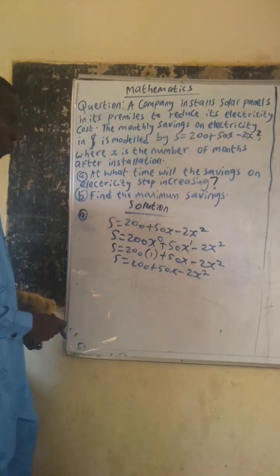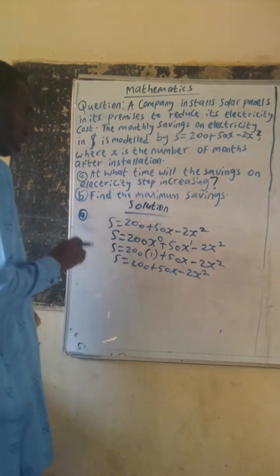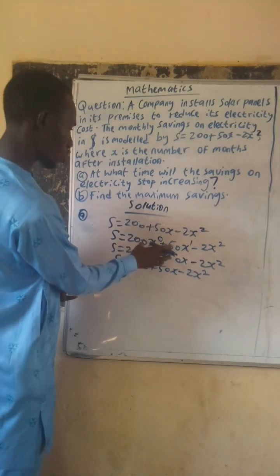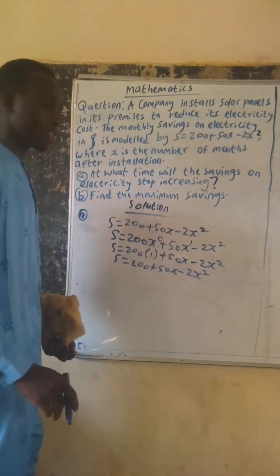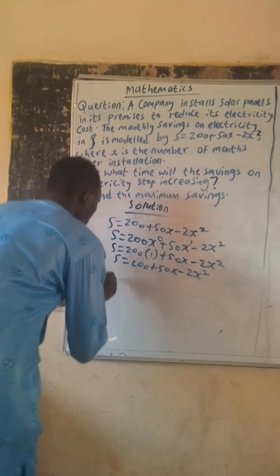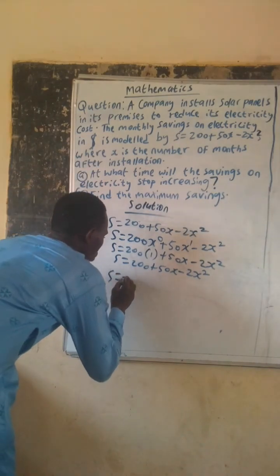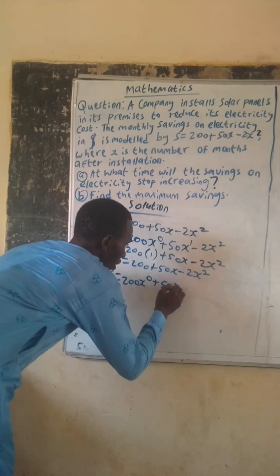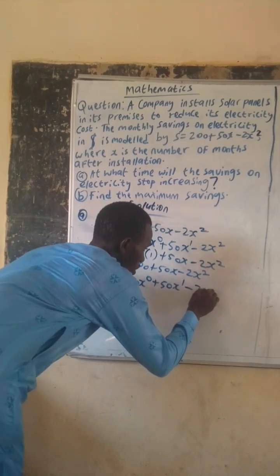But this is not the main question we are asked. I was trying to explain to you that this equation is the same thing as this. Now let's differentiate it. We have the equation S equals 200x raised to power 0 plus 50x raised to the power 1 minus 2x squared.